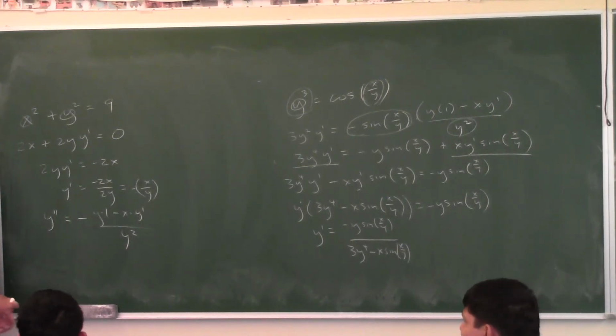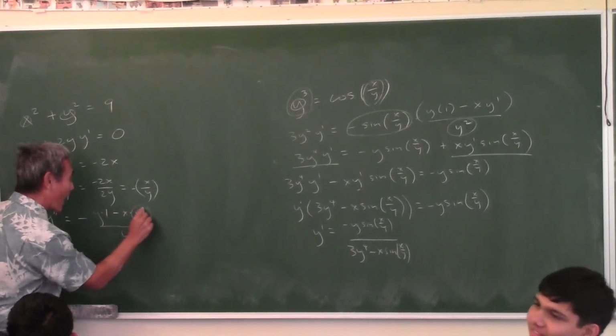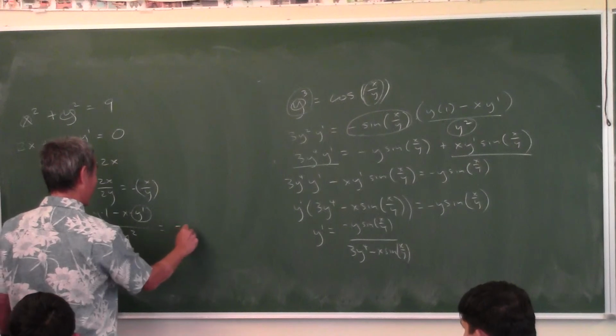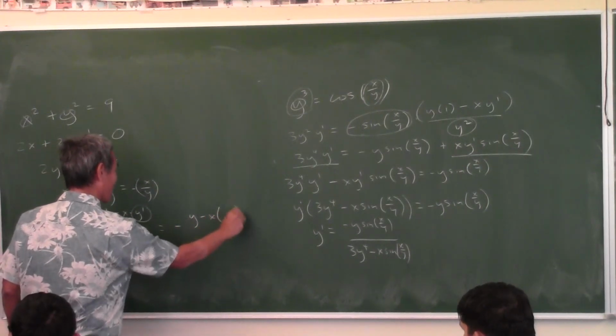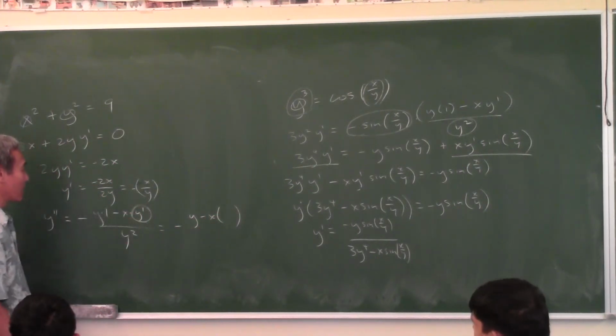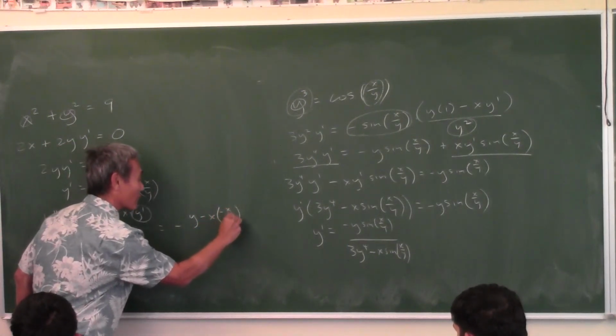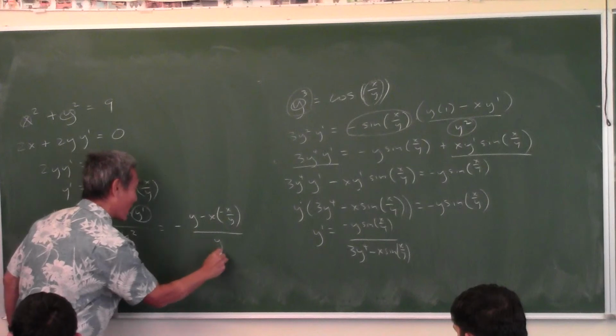Good job, Trent. Okay, but Mr. Park, there's a y prime in there. What am I going to do with that? What can I substitute for y prime? Oh, right there, the previous thing. Negative x over y, all over y squared.